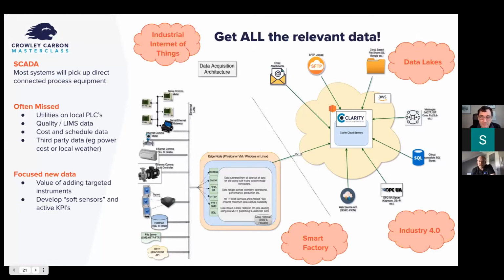And a lot of people in this space can often pick up a SCADA system, pretty straightforward, but many can't pick up integrations with local PLCs, quality and LIMS systems, cost and scheduling data, and third-party data providers, for example, your local utility provider, who can provide access to the utility meter, whether it's incoming electricity or gas or other, or even the local weather station, so you can properly correlate your production throughput and how that impacts the performance of the plant.